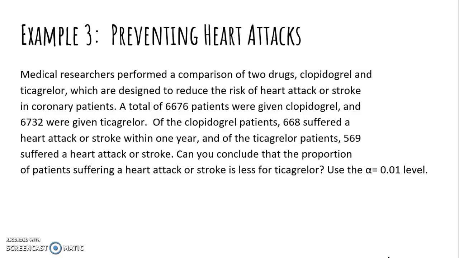Last one. Example 3, preventing heart attacks. Medical researchers performed a comparison of 2 drugs. I'm not even going to try to pronounce that, or the other one. We'll say the C drug and the T drug, which are designed to reduce the risk of heart attack or stroke in coronary patients. A total of 6,676 patients were given the C drug, and 6,732 were given the T drug. Of the C drug patients, 668 suffered a heart attack or stroke within 1 year. And of the T drug patients, 569 suffered a heart attack or stroke.